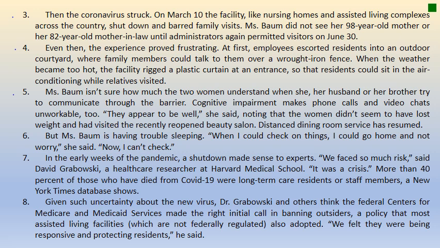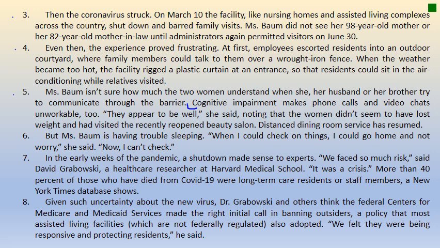Miss Baum isn't sure how much the two women understand when she, her husband, or her brother try to communicate through the barrier. Cognitive impairment, meaning those elderly's minds are affected, makes phone calls and video chats unworkable. They appear to be well, she said, noting that the women didn't seem to have lost weight and had visited the recently reopened beauty salon.